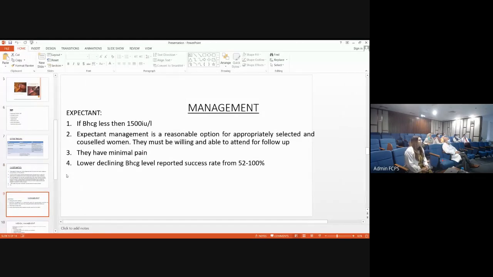Management. For management, there is expectant, medical and surgical. First, we will discuss expectant. Expectant is for those who are hemodynamically stable, and if their beta HCG is less than 1500. Expectant management is a reasonable option for appropriately selected and counseled women. They must be willing and able to attend for follow-up, and they have minimal pain and a low, declining beta HCG level. Reported success rate is from 52 to 100%.